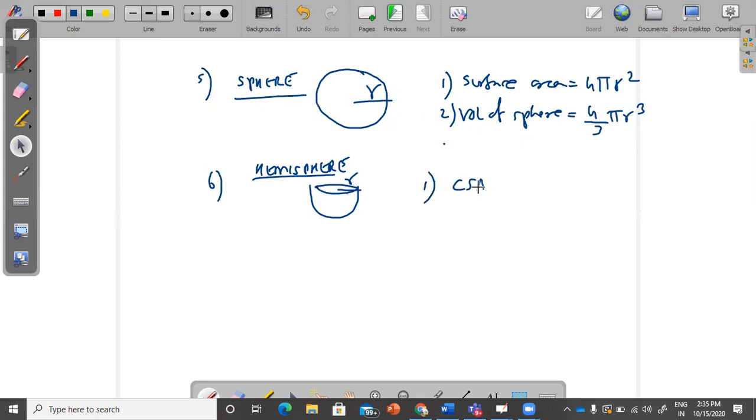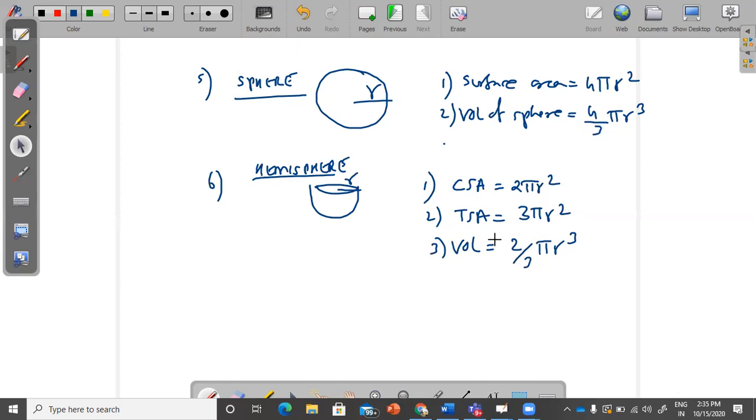So curved surface area will be 2 pi r square. And if it is closed, then I have to add pi r square more. So 2 pi r square plus pi r square, we will get 3 pi r square. And volume can be found by using 2 by 3 pi r cube. The sphere is 4 by 3 pi r cube, and this is half of that, 2 by 3 pi r cube.